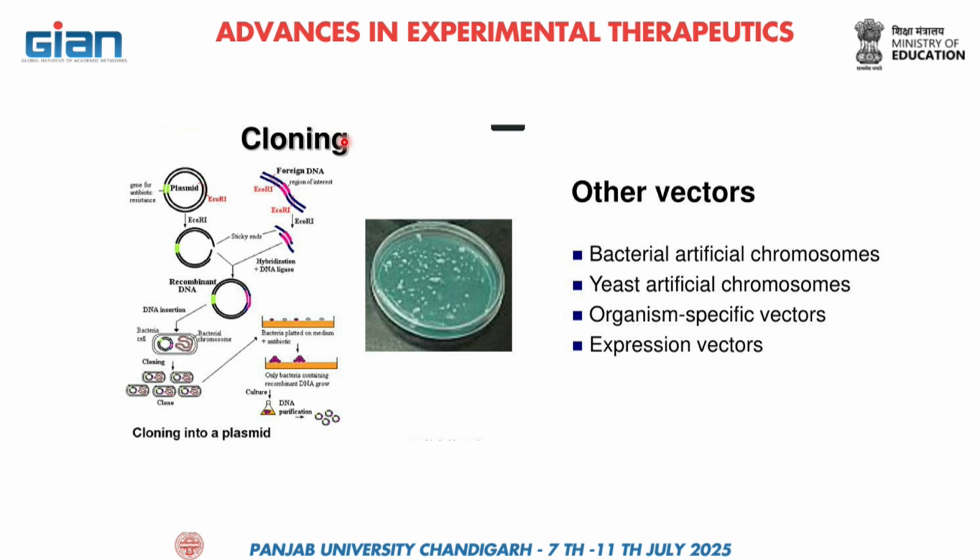And again, there are many other vectors that you can create. You can create bacterial artificial chromosomes, you can create yeast artificial chromosomes. So expression vectors, you can design these vectors. But how do you design? You first need to know what they are in order to design that. So these techniques actually help you to do that.